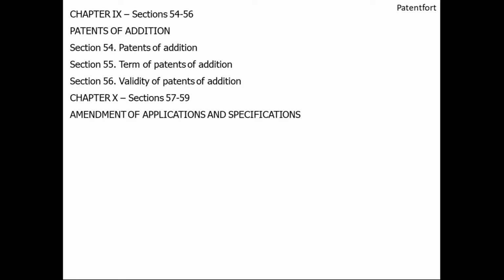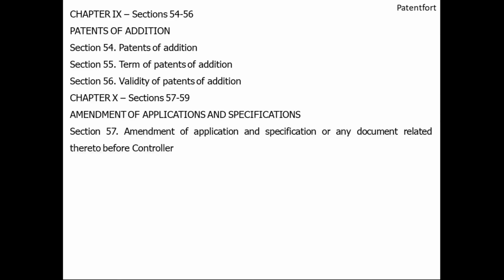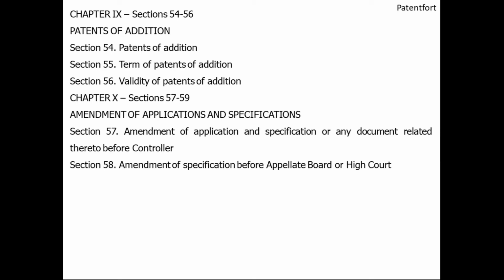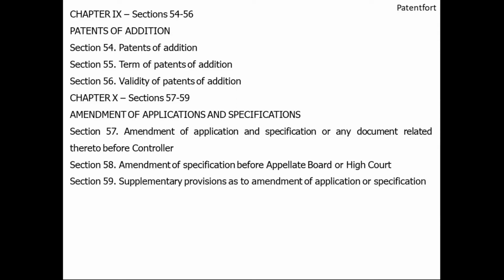Chapter 10 Sections 57 to 59 Amendment of application and specifications. Section 57 Amendment of application and specification or any document related thereto before controller. Section 58 Amendment of specification before appellate board or high court. Section 59 Supplementary provisions as to amendment of application or specification.